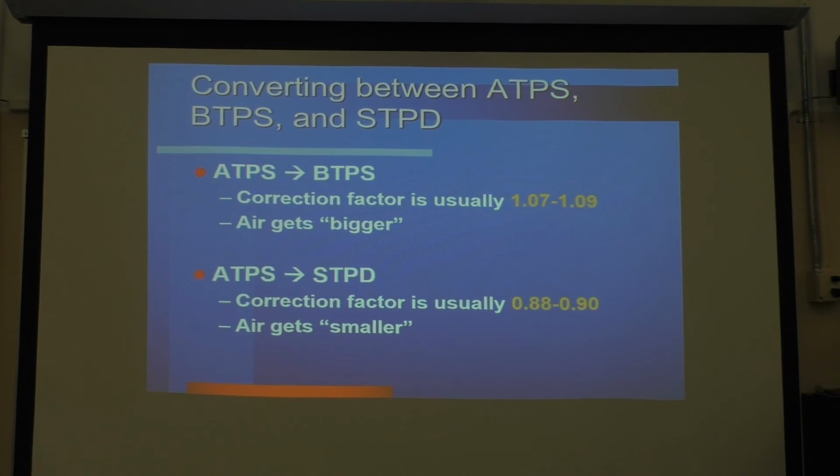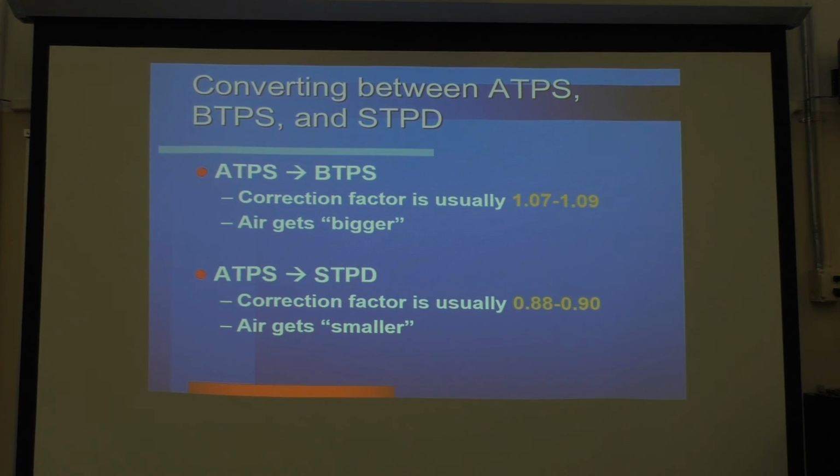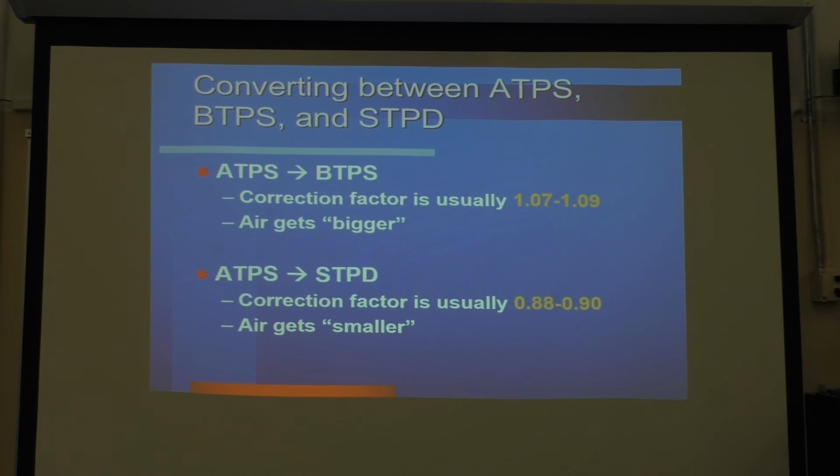But it should make sense to you that as we go from BTPS to ATPS, so as a volume of gas is moving from our lungs to outside of our body, that volume is going to be smaller. But obviously if we're calculating oxygen consumption or any other clinical variable, we want to know what that volume is in BTPS.